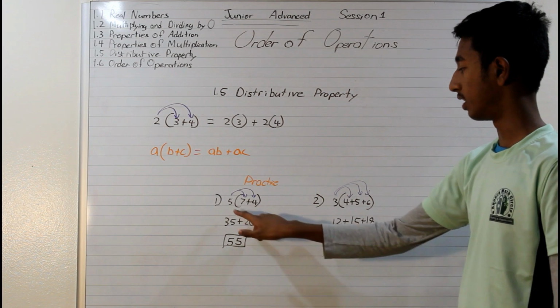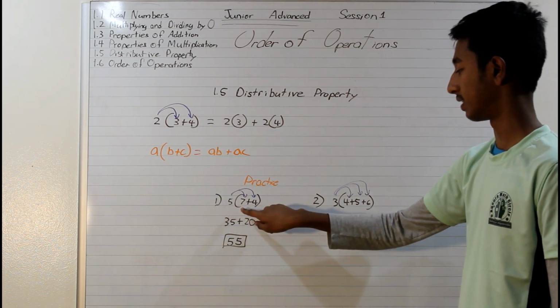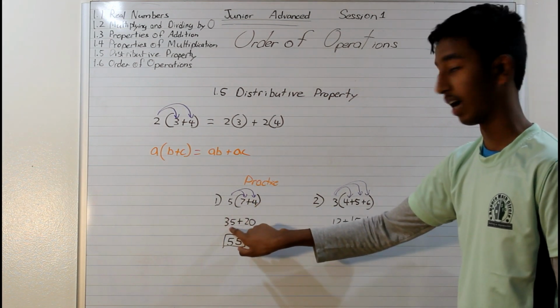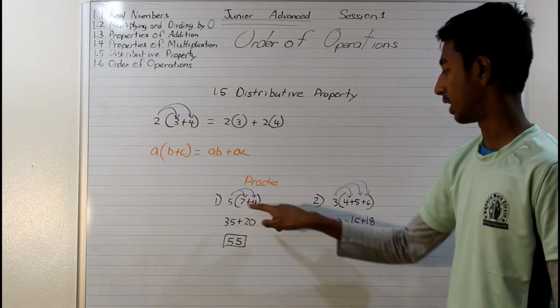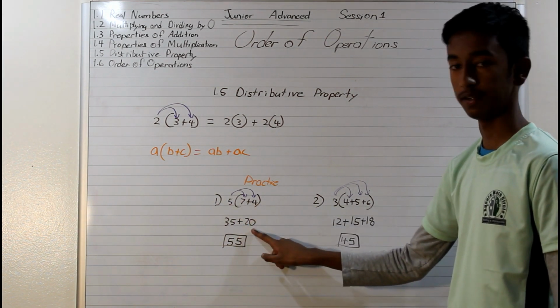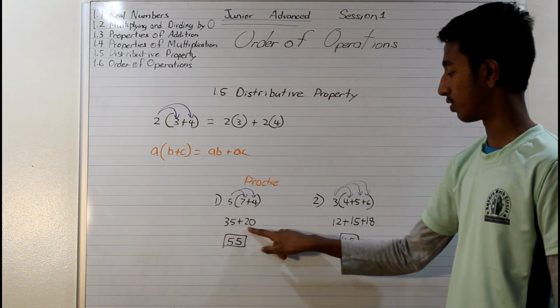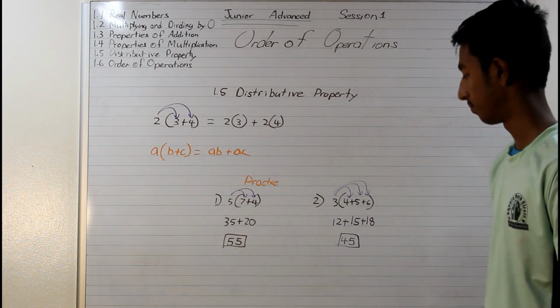What we can do here is we can take the 5 and multiply it by the 7, 5 times 7 being 35. 5 times 4 is 20. 35 plus 20 is 55.